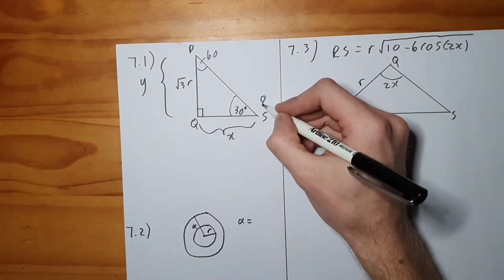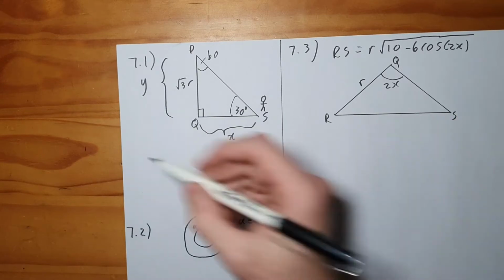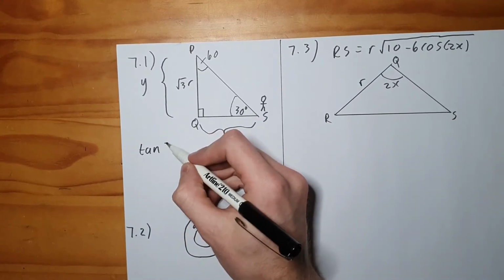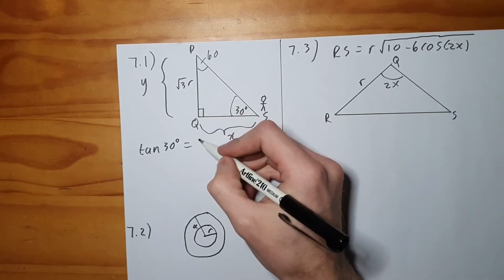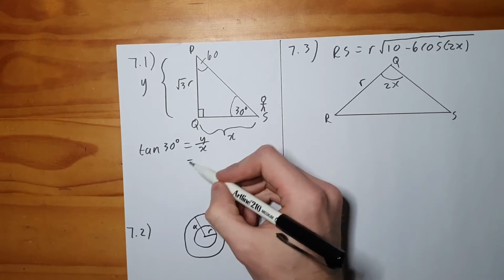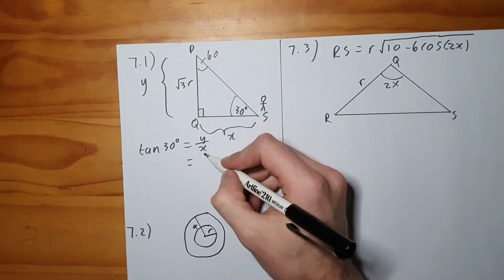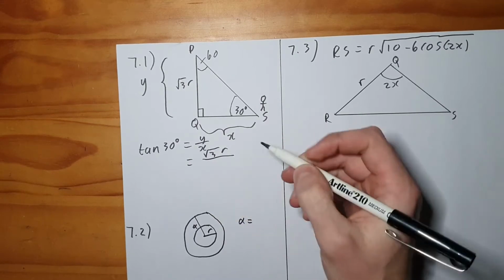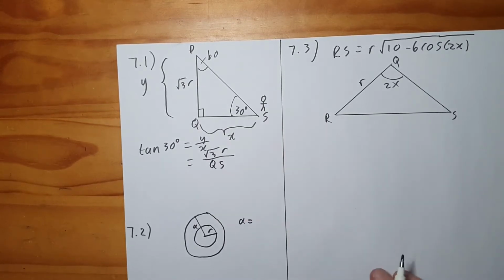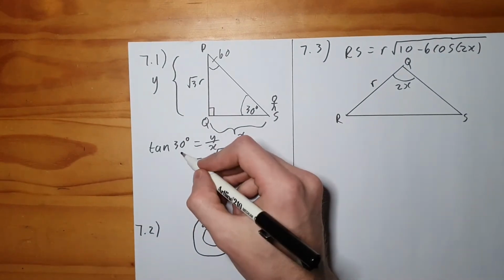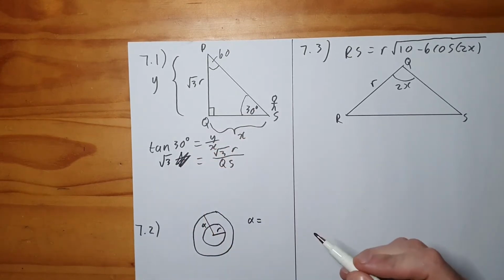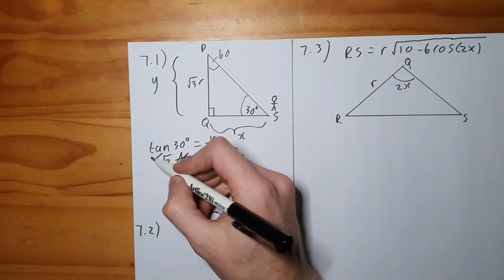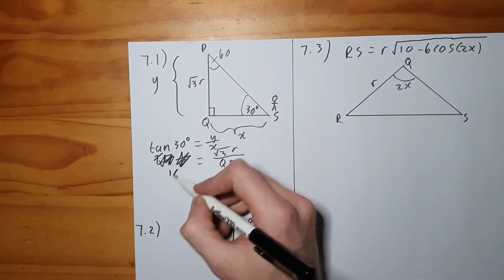So I'm going to be using my tan function. Tan of 30 degrees is going to equal y over x, which means I'm going to have the square root of 3r all over QS. And tan of 30 degrees, if you remember from your special angles, is not root 3. Let's just check. It's 1 over root 3. Mistakes here. 1 over root 3.